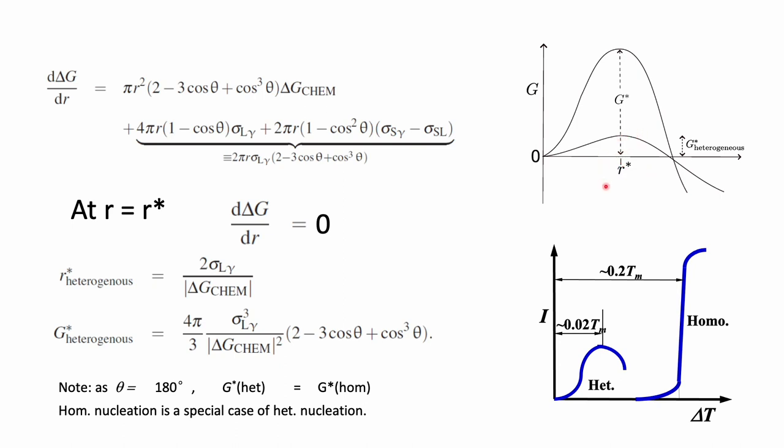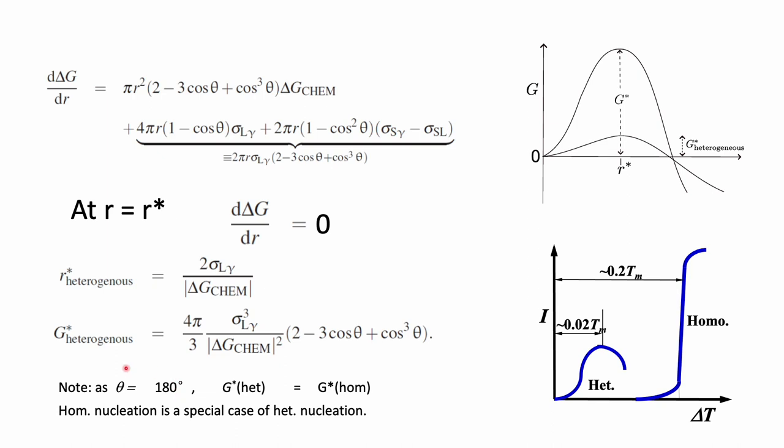To be clear, here the R star is the same for the homogeneous and the heterogeneous nucleation models, but their linked volumes are different, because in the homogeneous nucleation model, R links with a perfect sphere. But for the heterogeneous nucleation model, we only produce a sphere cap, so the volume is much smaller.